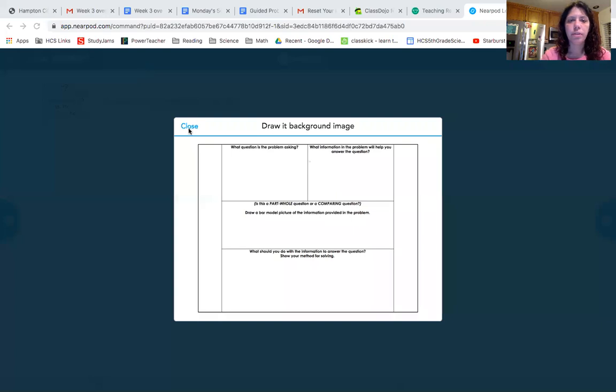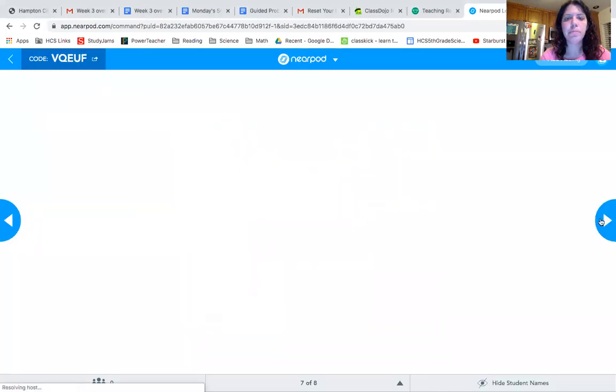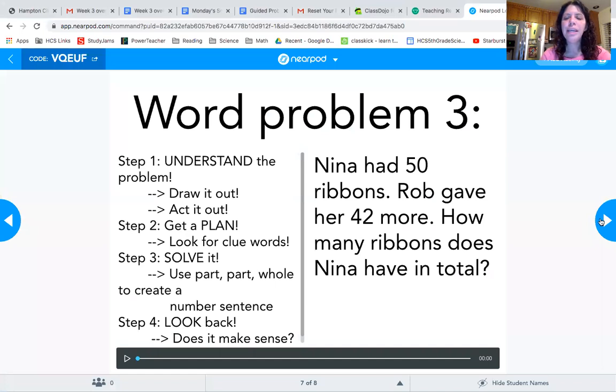Okay. Let's go ahead to our last problem from Monday. Nina had 50 ribbons. Rob gave her 42 more. How many ribbons does Nina have in total? All right, again, let's figure out what the problem is asking us. I'm going to find my question mark. Step 1. So what's it asking? How many ribbons does Nina have in total?